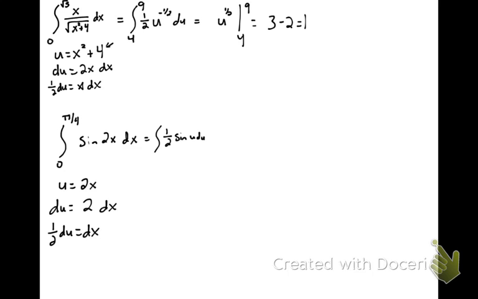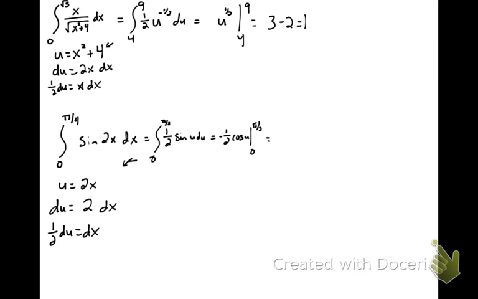And if I change my limits of integration, when x is pi fourths, my upper limit will become pi halves. Again, just using u equals 2x to make the change. And my lower limit is 0, so u would be 0 in that case. The integral of 1/2 sine u is negative 1/2 cosine u. That's going to be from 0 to pi halves.